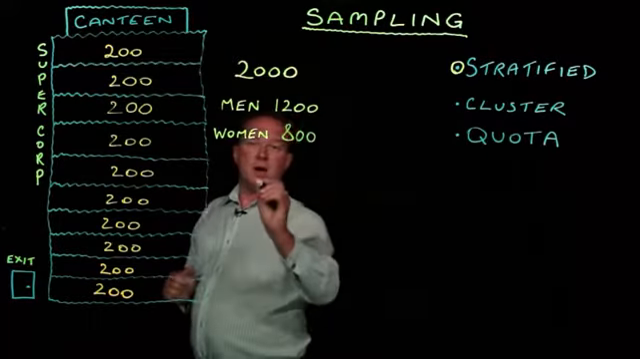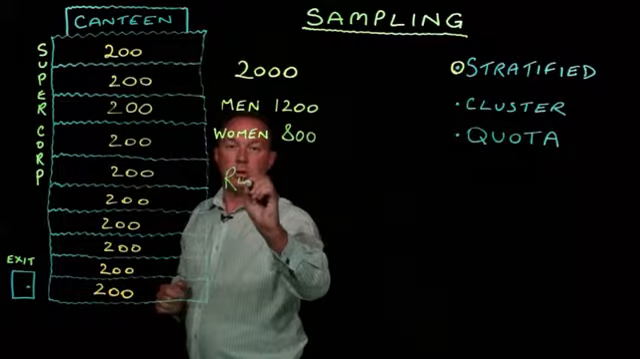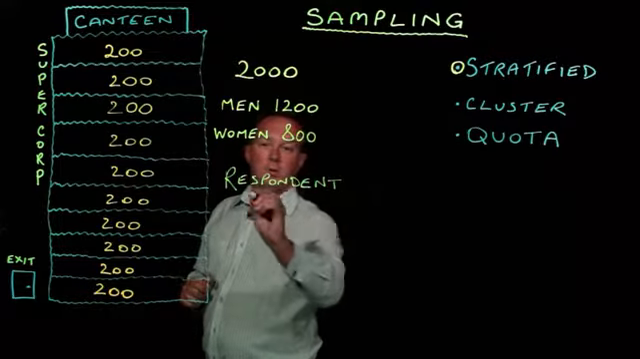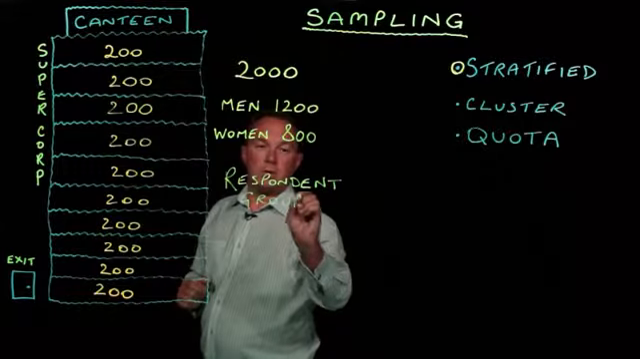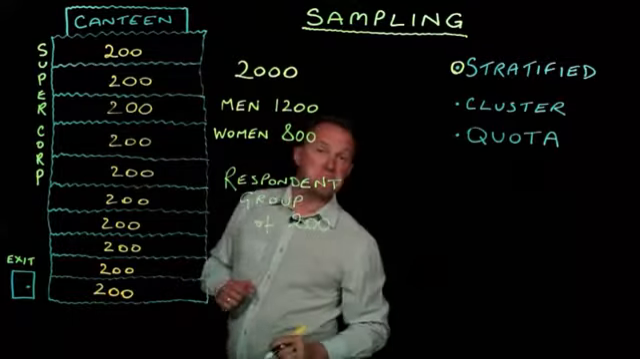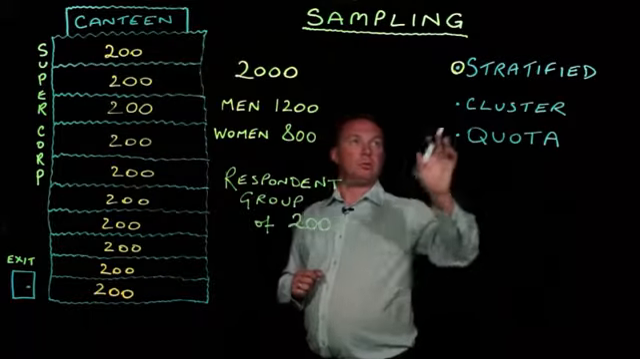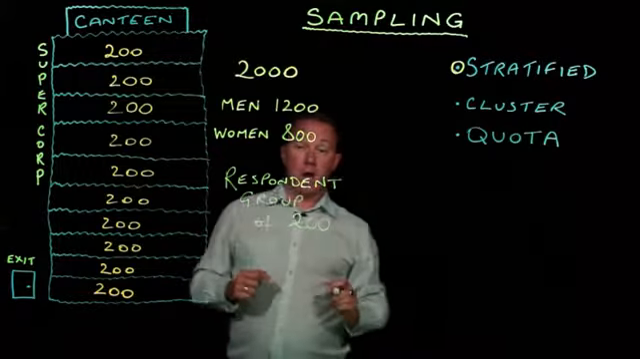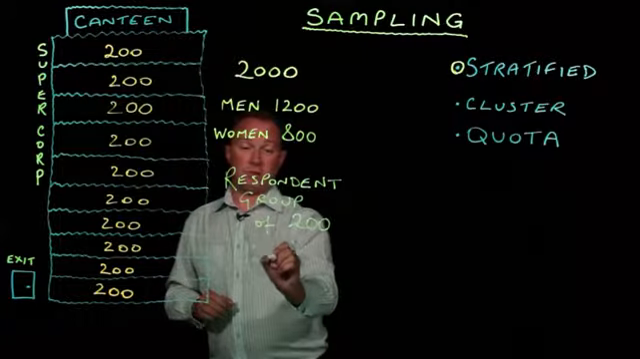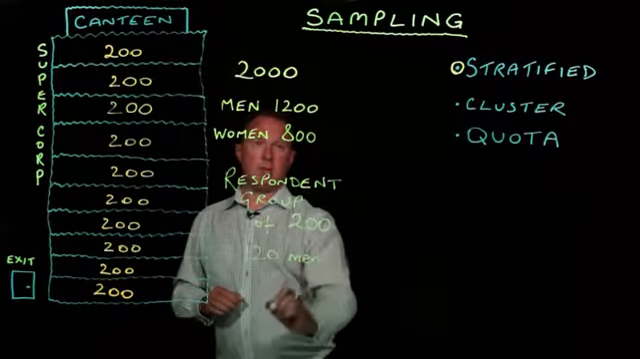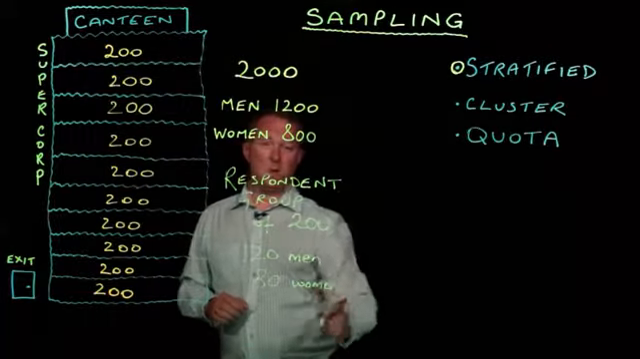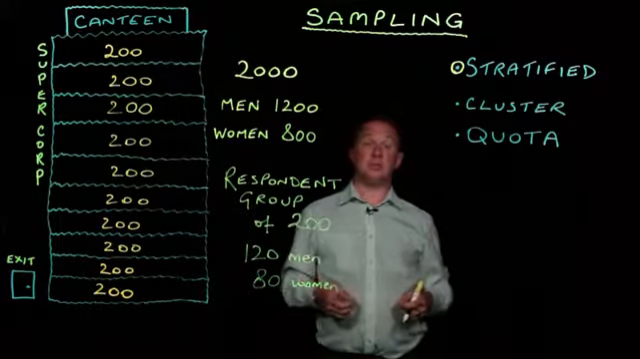So I might say I want a respondent group of 200. And to ensure that I come up with a stratified sample, I would make sure that I chose exactly 120 men and 80 women. Now that would be a stratified sample.